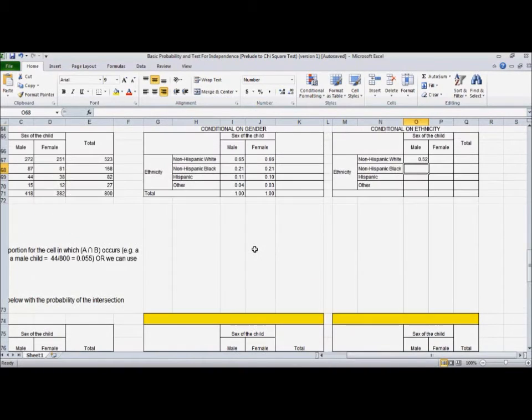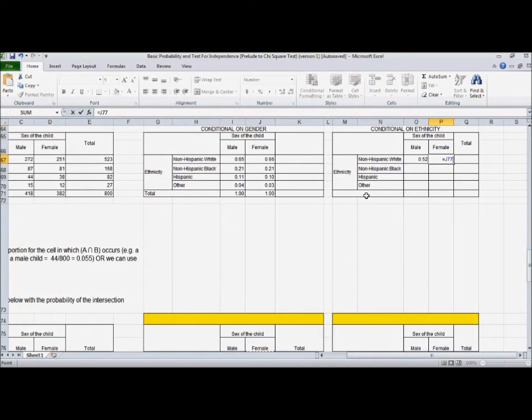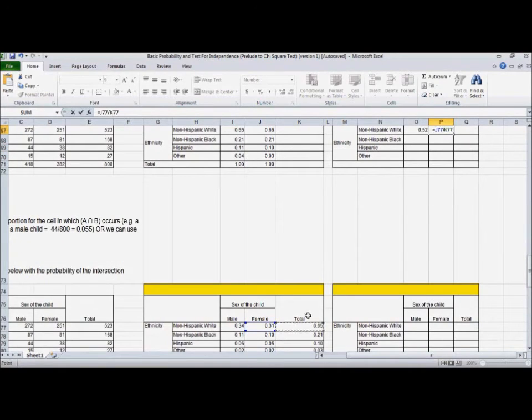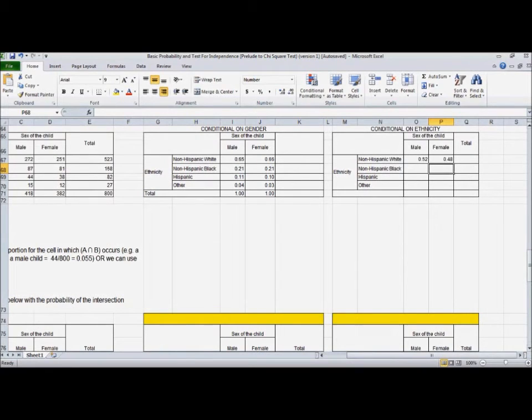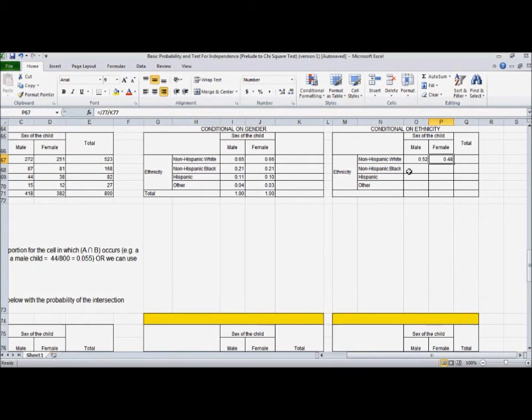Now I can move to this intersection here, which equals the probability of A and B. Again, it's that intersection. Now it's given non-Hispanic white, and I would divide by that, and I will get the correct value here. So now we can do that for each case.